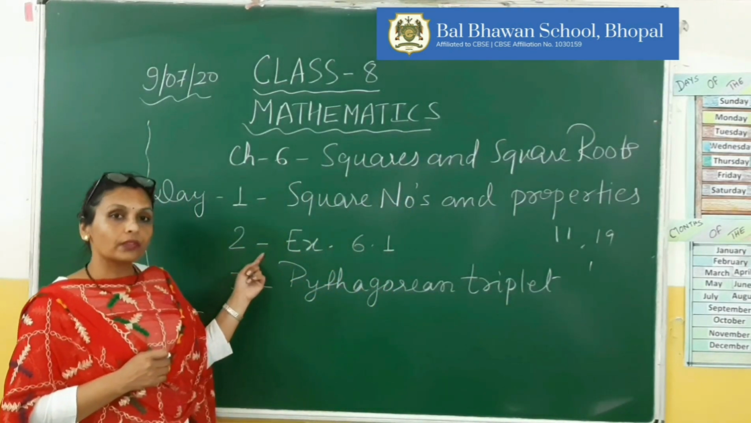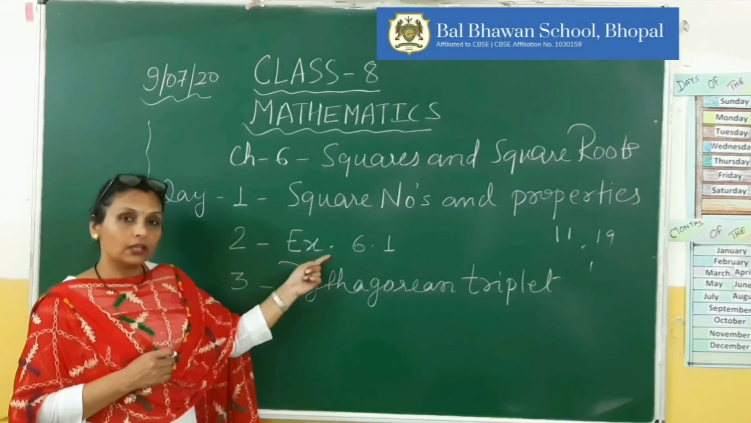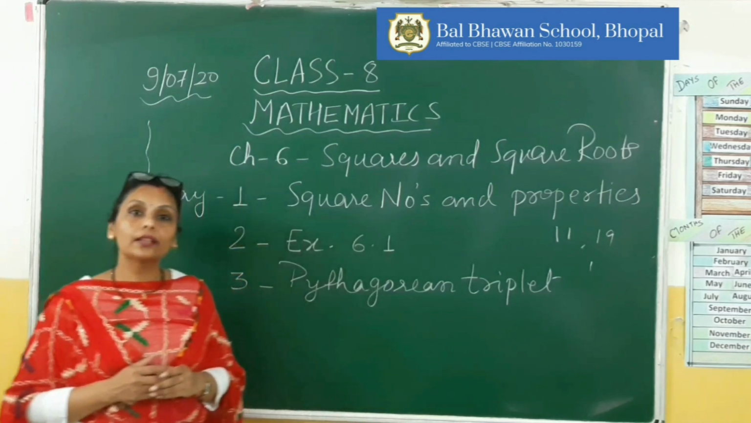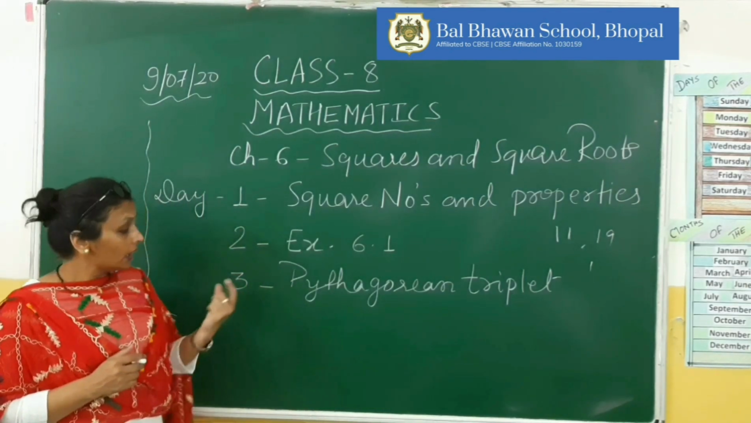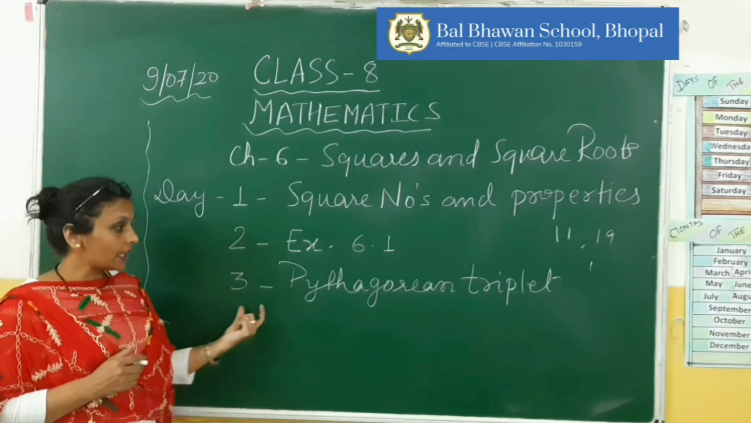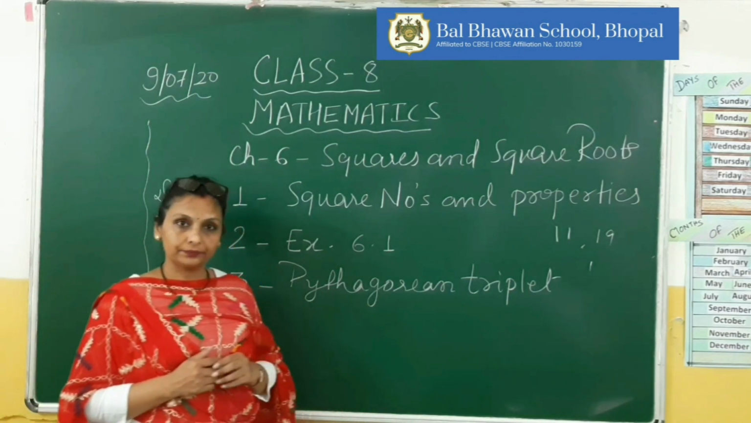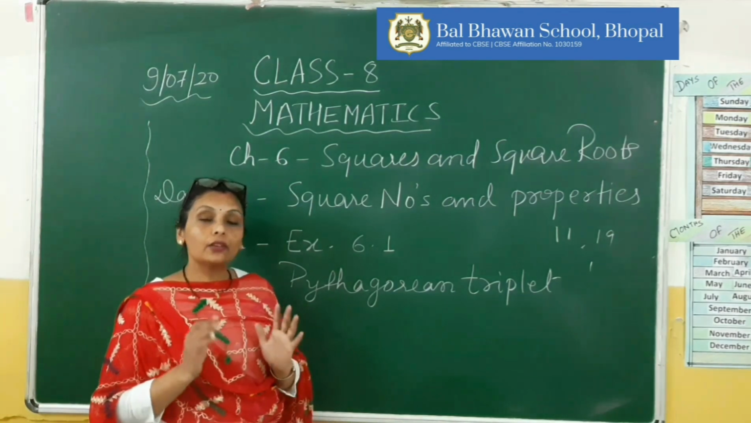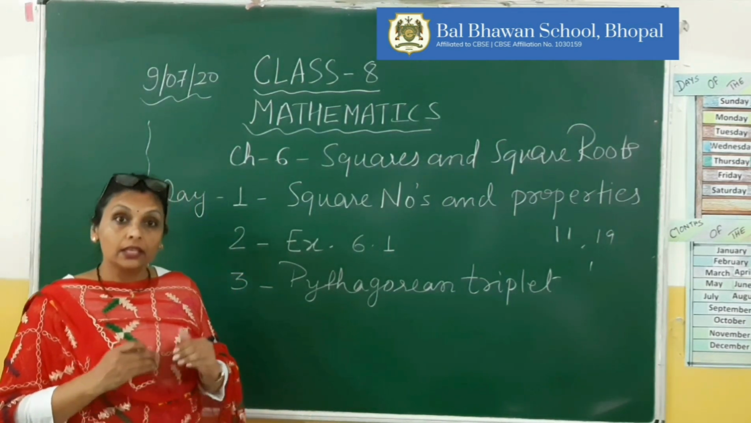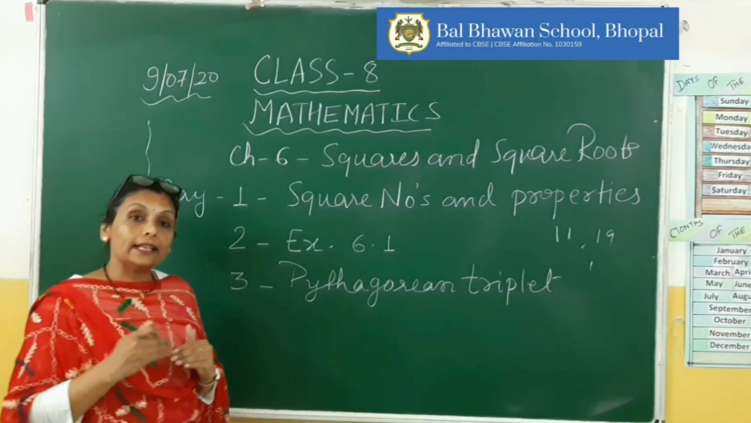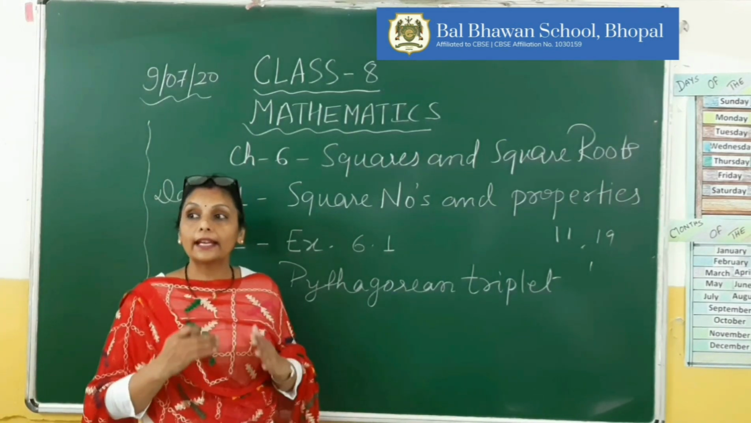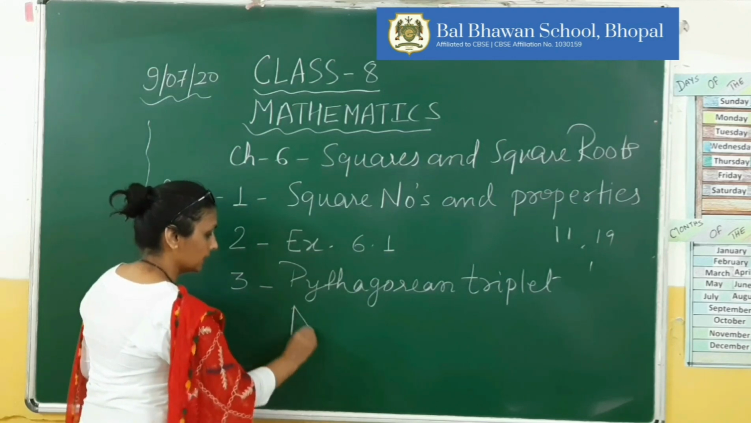On day 2, we did questions of exercise 6.1, which was based on the properties of square numbers, right? On day 3, we studied Pythagorean triplet. What was that? Pythagorean triplet means a set of 3 numbers which fulfill the condition of the lengths of the sides of a right angle triangle.